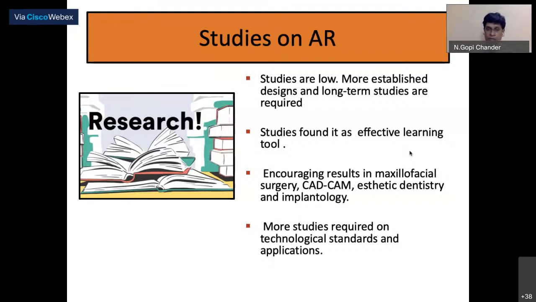the advantages of your augmented reality. As discussed here, it's very effective as a learning tool at the preclinical level. Education, encouraging results of CAD CAM restorations, aesthetic dentistry, maxillo-facial surgeries, and implantology. A lot more studies are required to make it more precise to the dental applications.